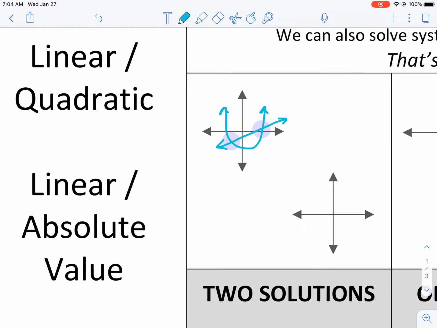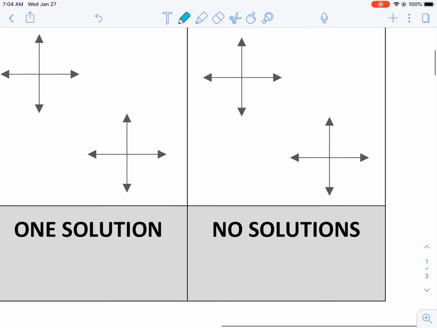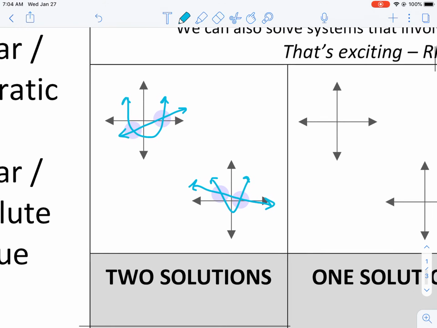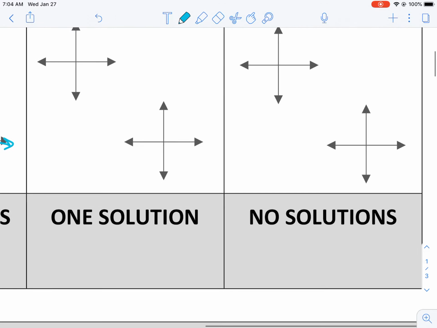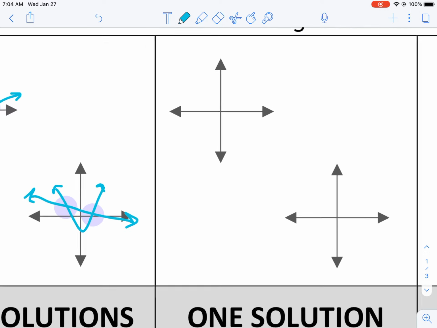And absolute value works the same way. If you remember, absolute value is a V. Same deal. You could have a line going through that with two intersection points. Linear, nonlinear systems have 2, 1, or no solutions. So no infinite solutions here, right?